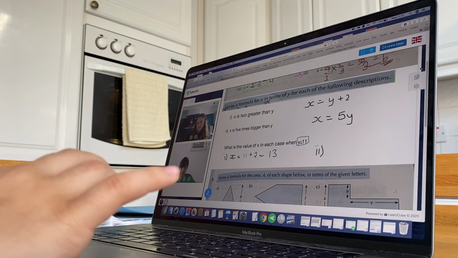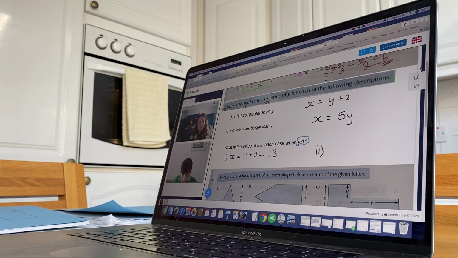And now, what is the value of x? So x equals 11 times 5 equals 55. Brilliant.